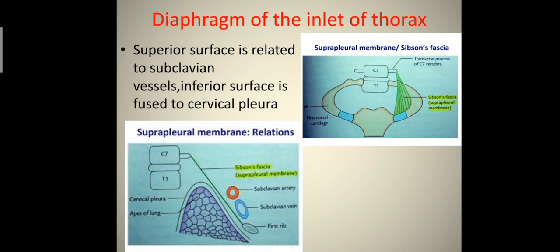Here in this diagram we can see the suprapleural membrane. Superiorly, the suprapleural membrane or Sibson's fascia is related to the subclavian artery and subclavian vein, and the inferior surface of this membrane is related to the cervical pleura or apex of the lung. This one is the apex of the lung, and the apex of the lung is covered by the pleura, which is known as the cervical pleura. The apex of the lung extends up into the neck.